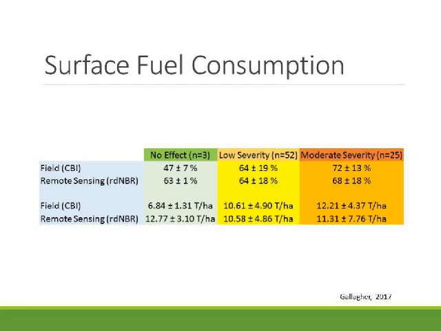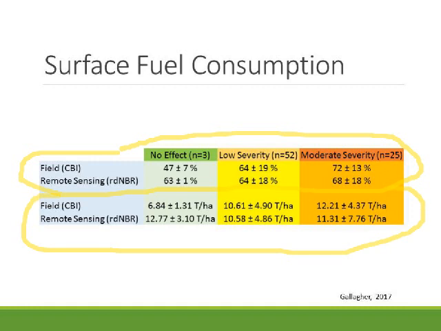You can see in the top part of this figure, this is showing relative consumption, or the percent consumption, as it varies with burn severity. At the bottom here, this is absolute consumption, so the actual tonnage per hectare. And what's interesting is that the field method did a better job of predicting consumption than the remote sensing method. But what it also shows is that substantially more fuel is consumed. So this is surface fuel, so shrubs and litter on the forest floor.